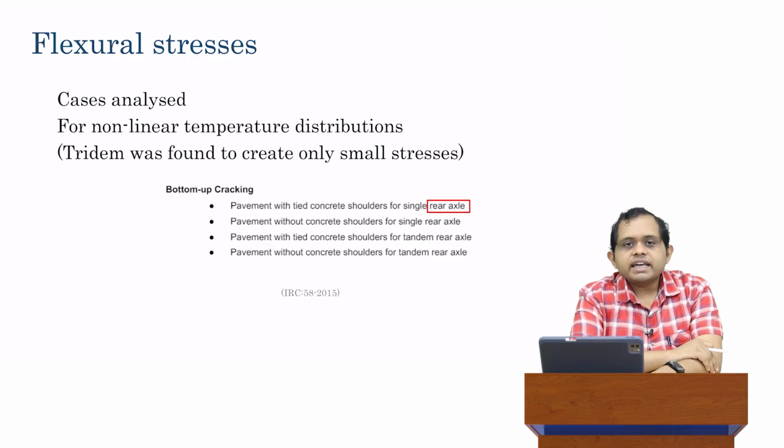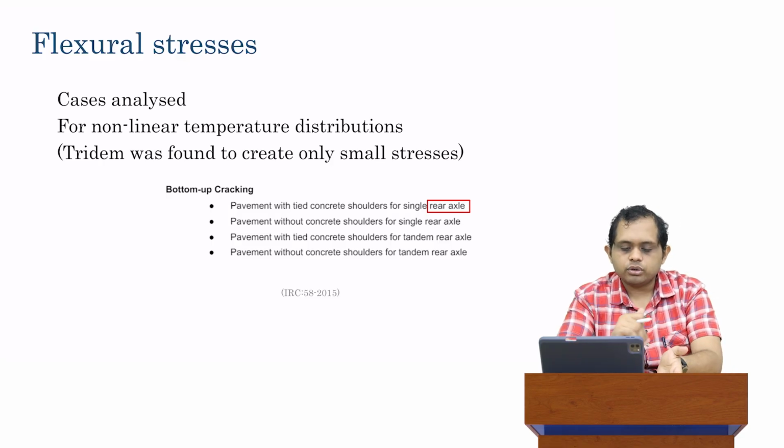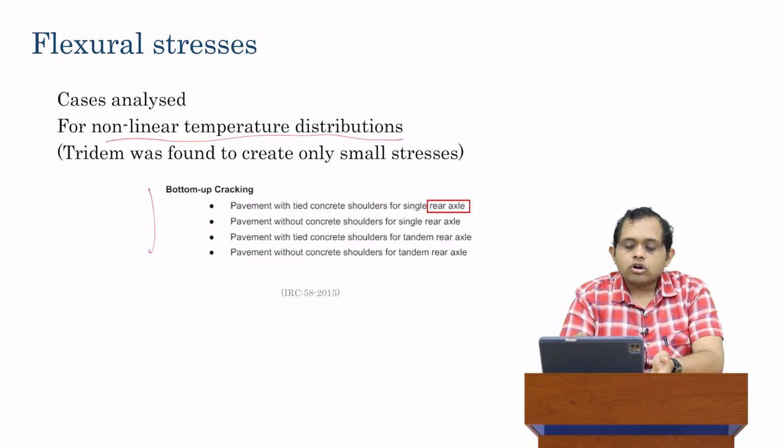What were the different cases considered for stresses? This, by the way, can very neatly be fitted in with those neural networks we talked about in MEPDG. I'll refer to that in a second. If you look at what cases were analyzed, the cases analyzed are as follows. These are all for non-linear temperature distributions for bottom-up cracking. Pavement with tied concrete shoulder. So basically you had tied and untied.